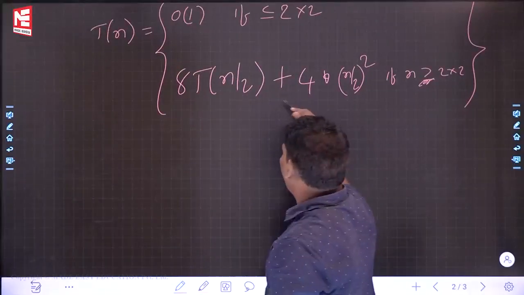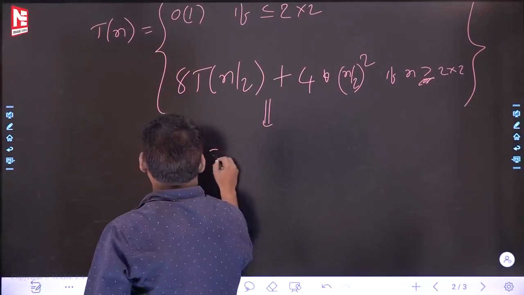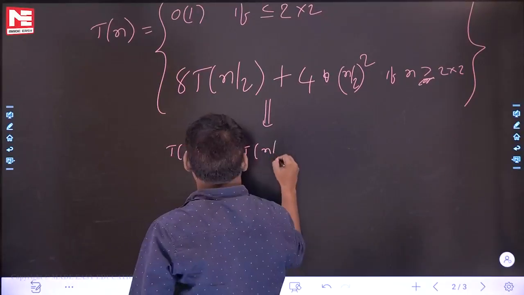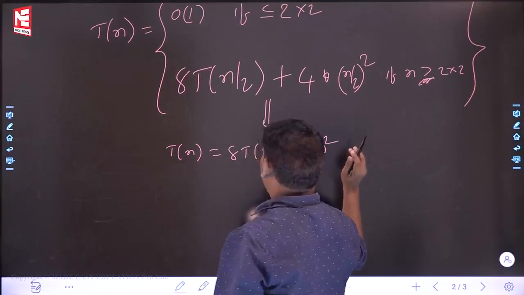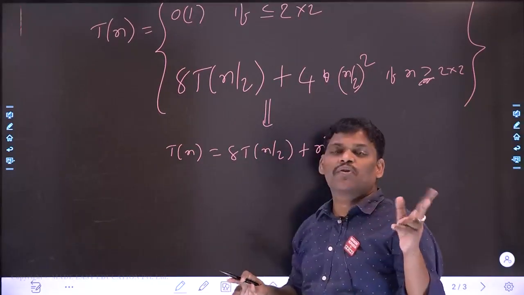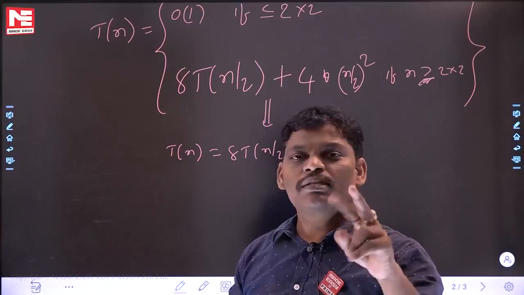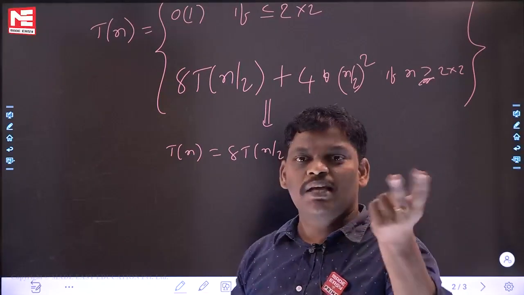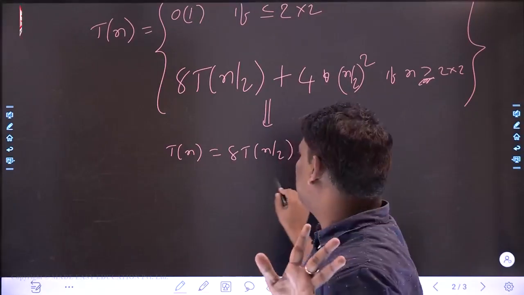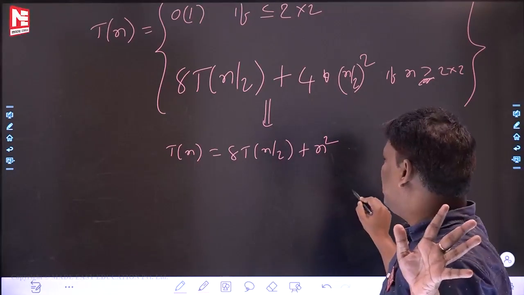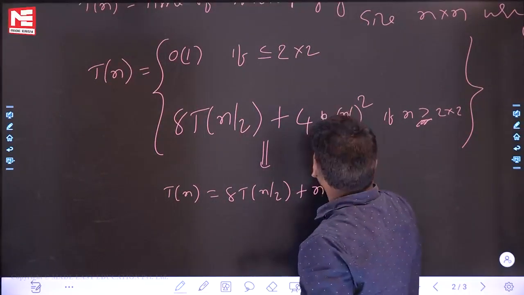If you simplify roughly, T(n) is equal to 8T(n/2) plus 4 into n square by 4. What is the answer? n square. It is the recurrence relation. From today onwards, if anyone asks you the recurrence relation for matrix multiplication of size n by n using divide and conquer, this is the recurrence relation: 8T(n/2) plus n square. How it came? From this story.